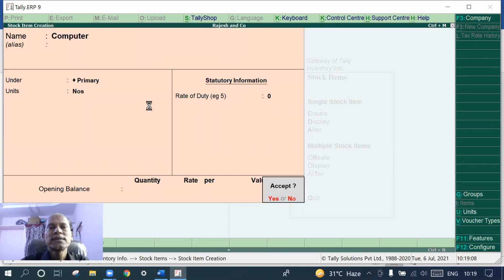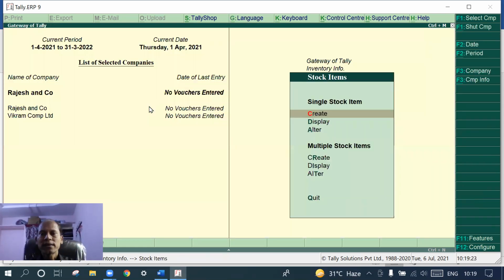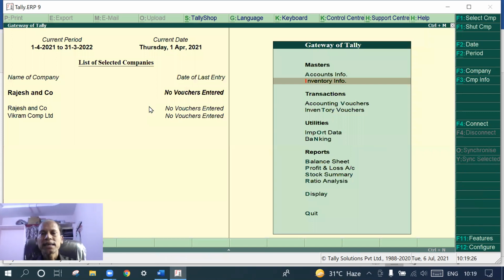Enter, enter, saved. Computer is saved. So in this ledger creation, we have created the ledgers and also created the units of measure and also created the stock item. Now we are moving further. Escape, escape, escape. So in this accounting information, created the ledgers. In this information, created the stock items.